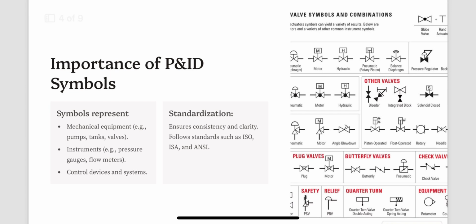Standardization ensures that everyone, regardless of background or location, can interpret the diagram consistently. Some commonly followed standards are ISO, ISA, and ANSI. Without standardized symbols, P&ID would be hard to understand across teams.